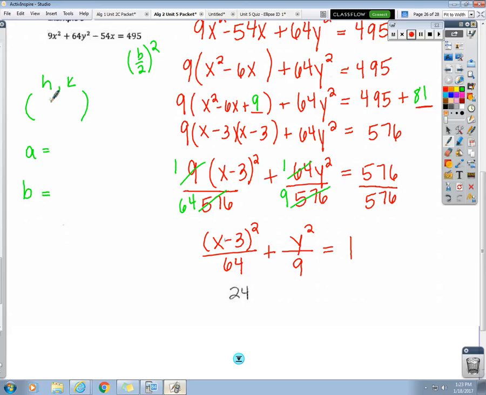Okay, what is the H? 3. What's the K? Right, because there was nothing over here with the Y, so it must have been Y minus 0. Which one's bigger, A or B? A. So A is obviously going to come from the 64, but before it got plugged in, what was it? 8. And then b will come from 9. Before it was a 3.